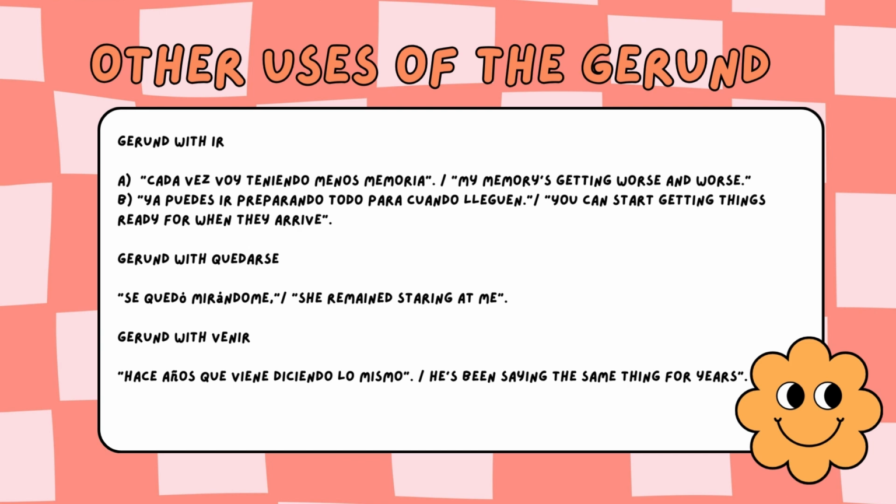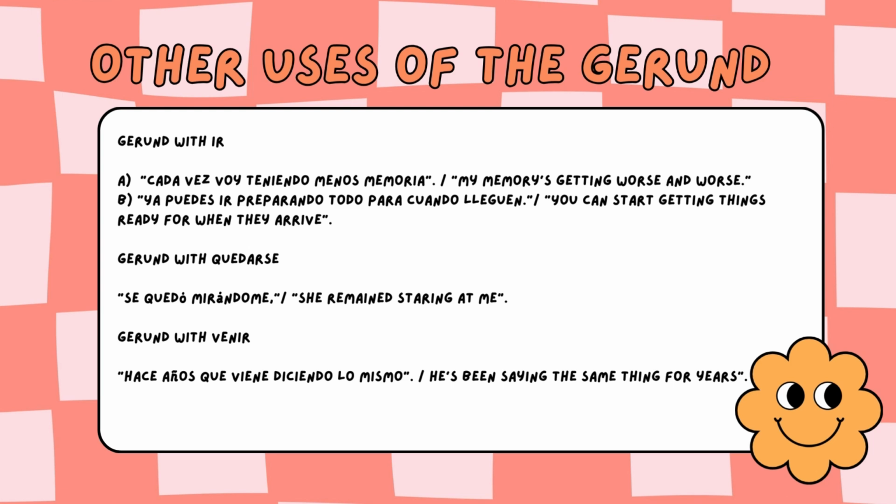Other uses of the gerund would be the gerund with ir. In A, we have it expresses slow or gradual action. For example, in Spanish, cada vez voy teniendo menos memoria. In English, my memory is getting worse and worse. In B, we have by extension to express careful, painstaking, or laborious actions. In Spanish, we have ya puedes ir preparando todo para cuando lleguen. In English, you can start getting things ready for when they arrive.